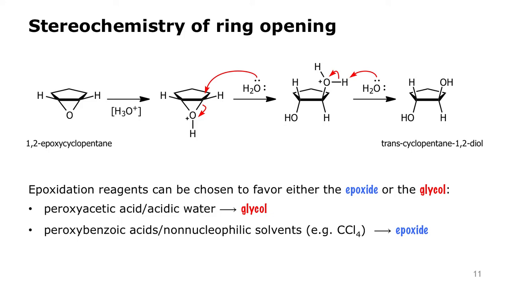So we have some really powerful tools here. If we use peroxyacetic acid and acidic water, we end up with a glycol. But if we use other peroxy acids and non-nucleophilic solvents, like carbon tetrachloride or methylene chloride, we can isolate the intermediate epoxide. Very powerful synthetic tools.